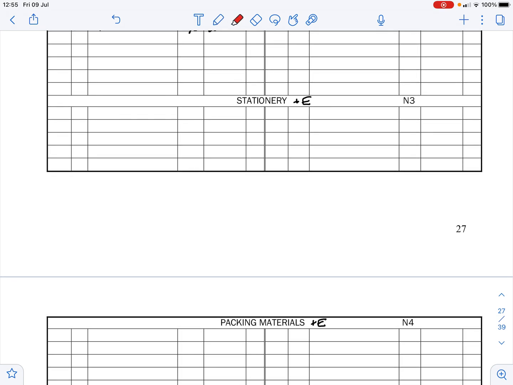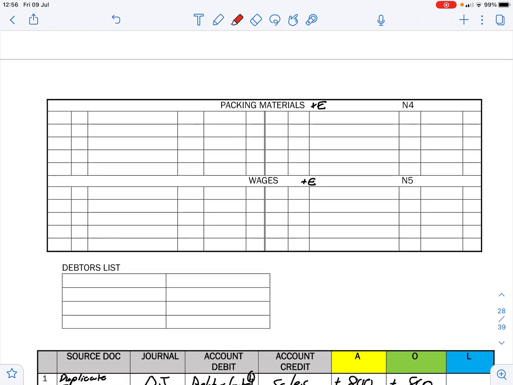We then move to stationery, again an expense, so we only use the debit side. On January the 1st, our total brought down is 2,400 Rand. We have packing material and wages, which are both expenses, which means we only use the debit side. So on January the 1st, we have our total brought down for packing material, and it is 700 Rand. For wages, same story. On the 1st of January, we have our total brought down, and the total there for wages is 8,900 Rand. We will also look at formulating the debtors list, but I will leave that for last.